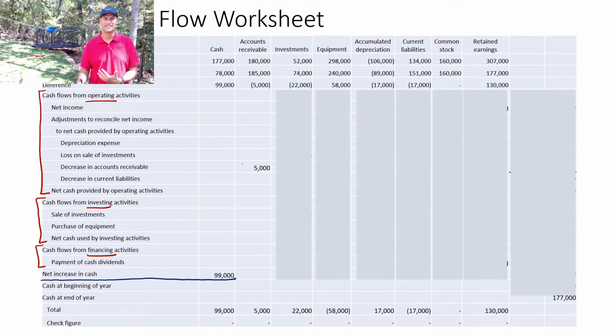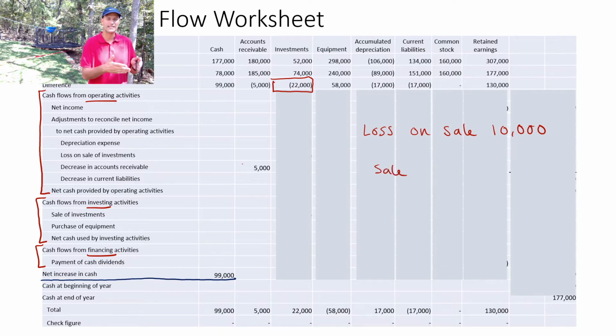Now we move on to investments. Investments actually went down by $22,000. There's a couple things we need to keep in mind here. If you remember from the additional information, we had a net loss reported for the year of $10,000. So we sold investments. We sold them for $10,000 less than we bought them for. That's what generates a loss. Right? We sold them for $10,000 less than we bought them for. Now, that is not a cash loss.